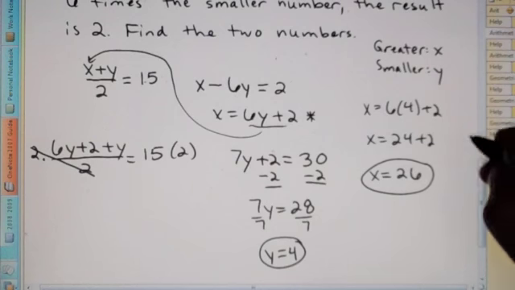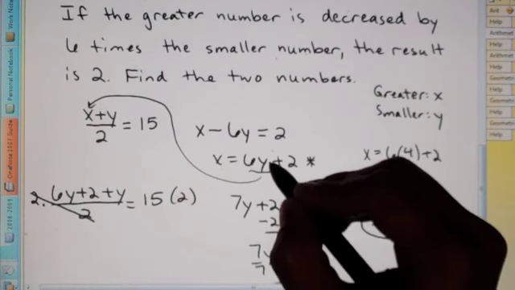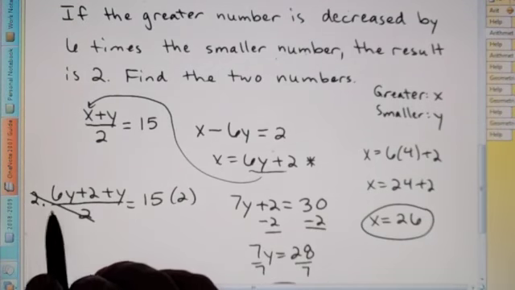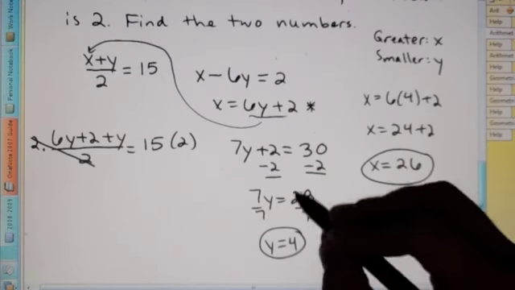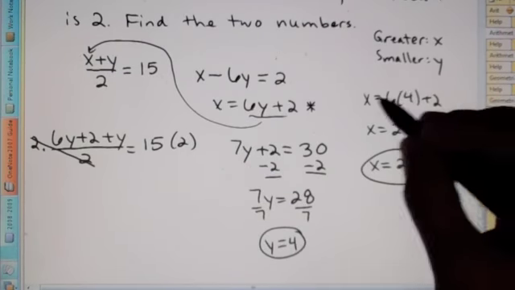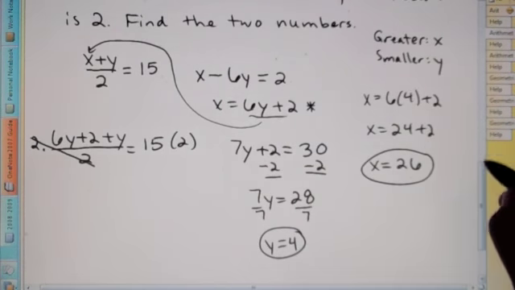Okay? So again, with the word problems, you have to set up two equations so that you can substitute into one of them, leaving it with one variable to solve for. That's how we got the y equals 4. And then plug back into one of these equations to solve for x. Okay?